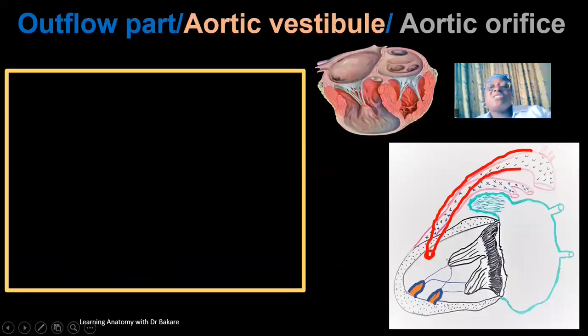So going to the second sub-region of the left ventricle, which is the outflow part, this is also referred to as the aortic vestibule or the aortic orifice. And this is the region tagged here. It is seen above the inflow region, or the bicuspid or mitral valve complex. We already described this complex in our previous slides. So at the upper region of the inflow region is where we have the outflow region, and this is the region arrowed in blue.